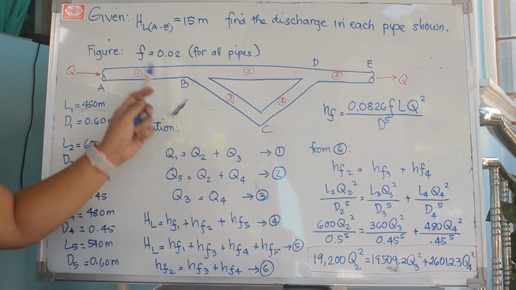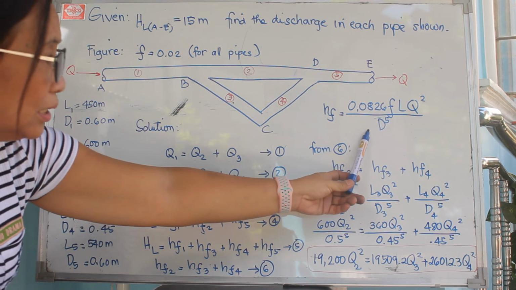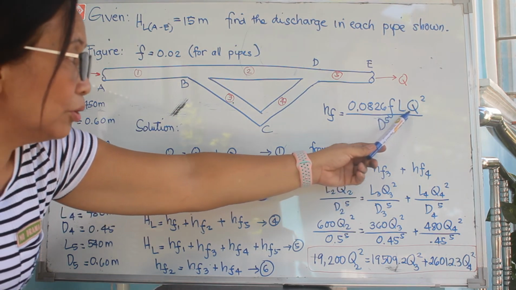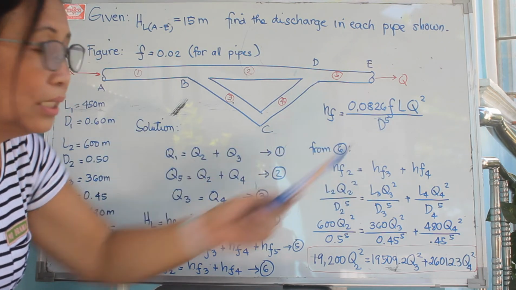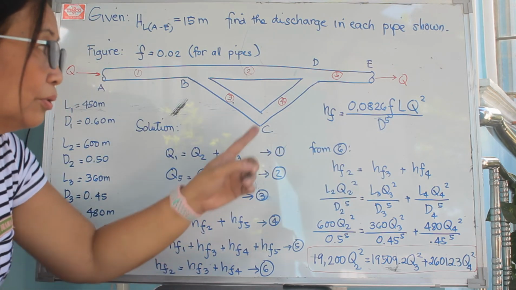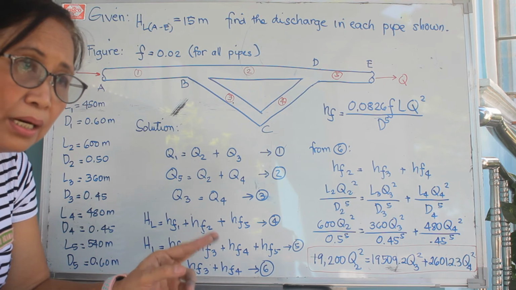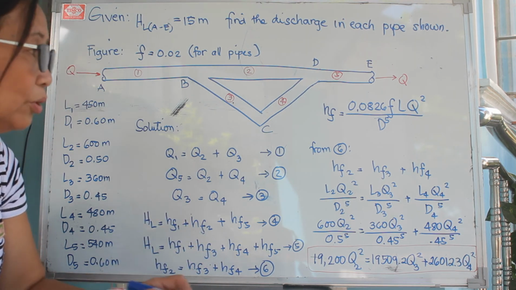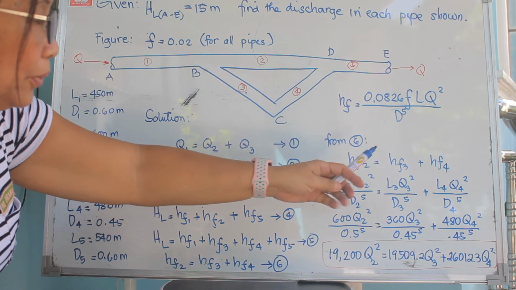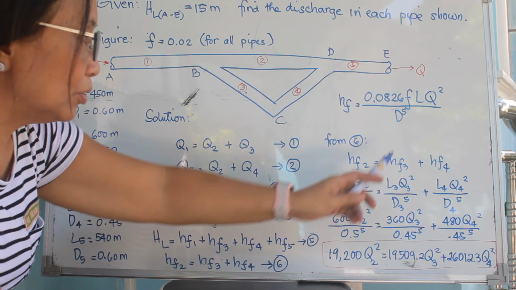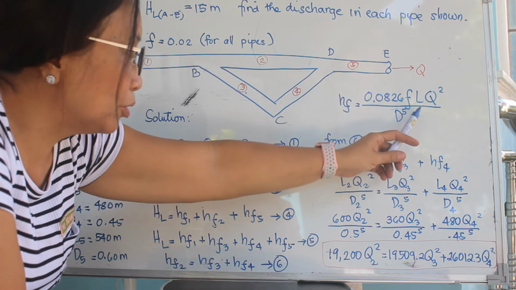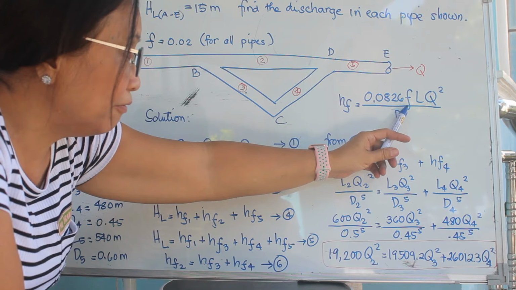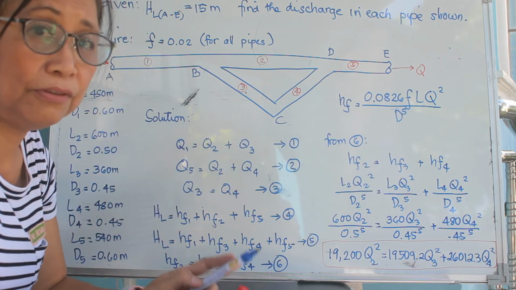So, if you are going to use the friction factor F as 0.02, this is the general equation for finding the major loss: 0.0826 F L Q squared over D to the fifth. This is in terms of Q. It comes from the Darcy-Weisbach equation, where the friction loss H_f is equal to F L V squared over D 2g. Now, if we convert those quantities so that the formula is solved in terms of Q, or the discharge, it is 0.0826 F L Q squared over D to the fifth.